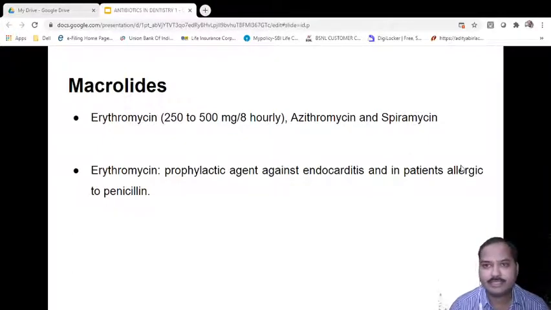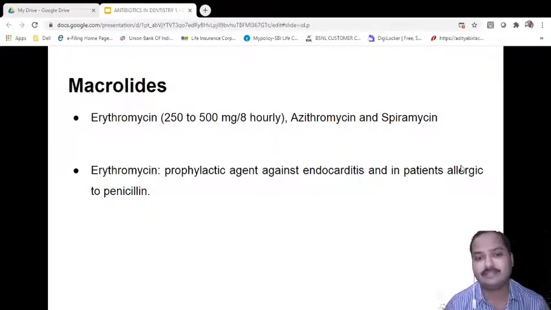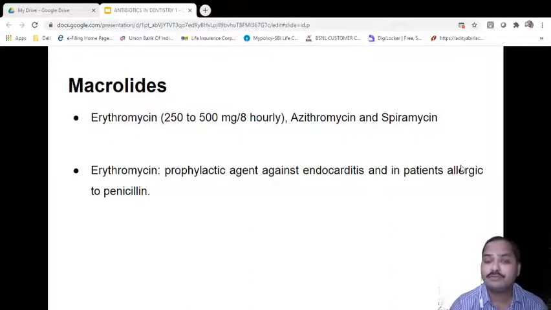Then we come to the macrolides. It is another group of drugs which is causing the bacteriostatic effect, as it interferes with the protein synthesis by inhibiting the enzyme transferase at the 50S ribosome unit. So in tetracyclines it was the 30S subunit, and here macrolides act on the 50S subunit of the ribosome. They are also effective against gram-positive and gram-negative bacteria, and depending on the concentration of the drug, it can be bacteriostatic or bactericidal. It is effective against the penicillin-resistant staphylococcus infection.